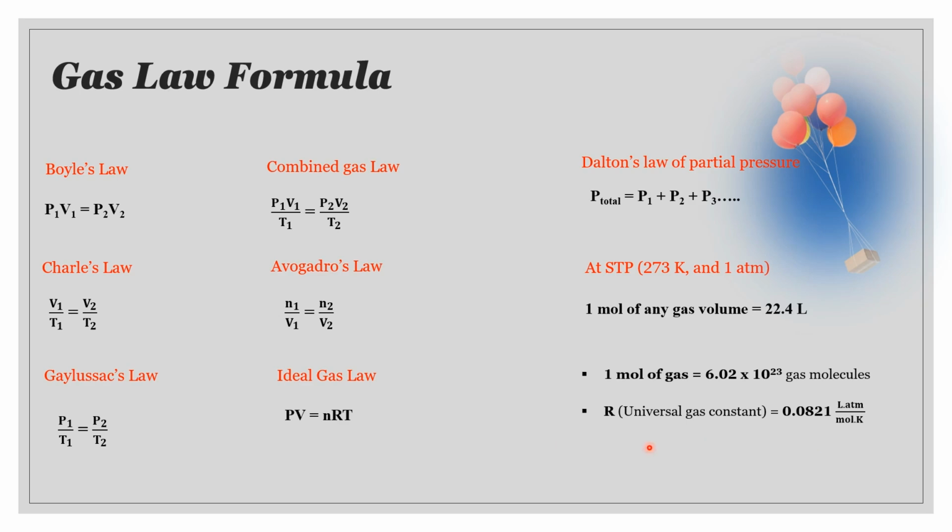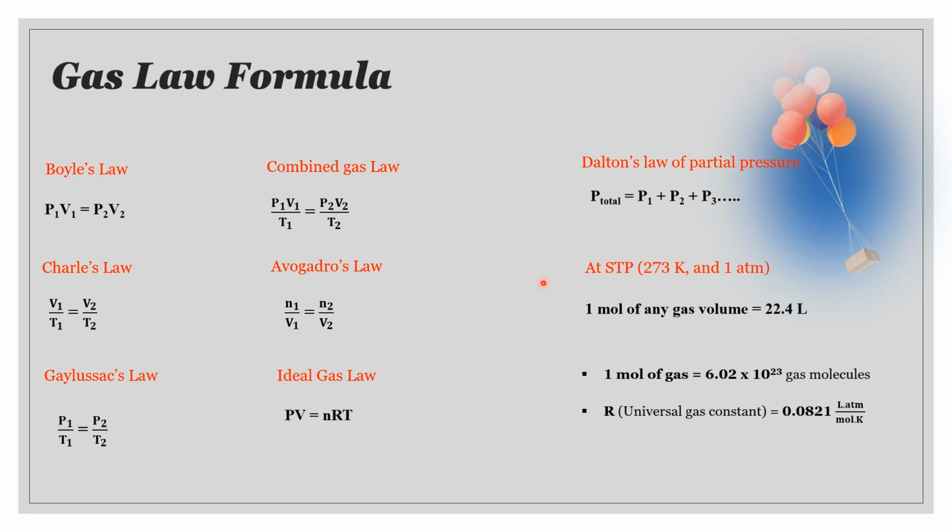There are some other R values with different units, but we use this R value for gas law calculations. And T, we use Kelvin temperature. So if you have Celsius or Fahrenheit, convert into Kelvin before you apply any kind of gas laws. And next gas law is Dalton's law of partial pressure.